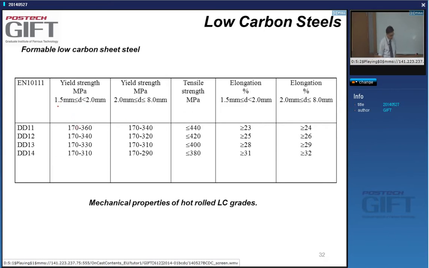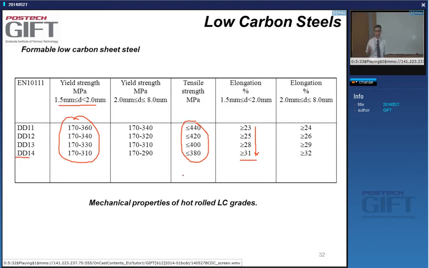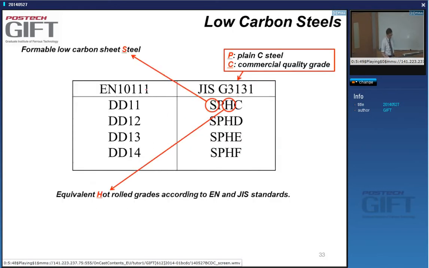Okay, what are the properties, yes? Well, let's look at the properties that would be used in automotive applications for thicknesses 1.5 to 2, 170 to 300 yield strengths, and tensile strengths less than 400 megapascal. And elongations, total elongations are very large, more than 20%. And in the last one here, this DD14, more than 30%. These are not typical values, right? These are the values set by the standards. Yeah. So the properties can be much better in practice, and we'll see a few numbers here.